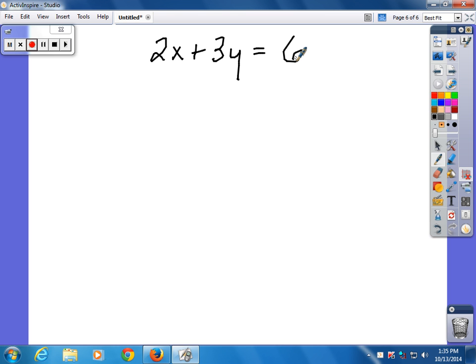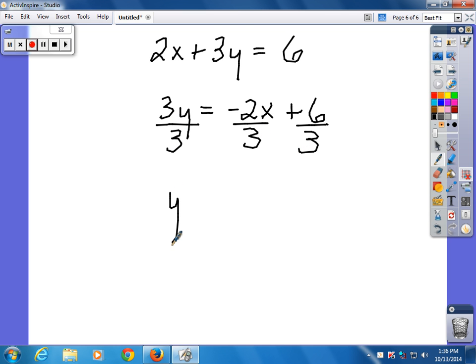All right, what do we do with the 2x? Subtract it. Move it over to the other side by subtracting it. So that's 3y is equal to -2x plus 6. And then do what? Divide by 3. So y is equal to -2/3 x plus what? 2.